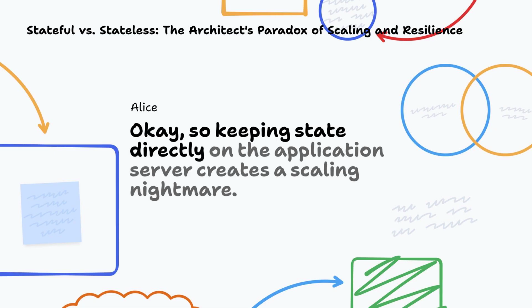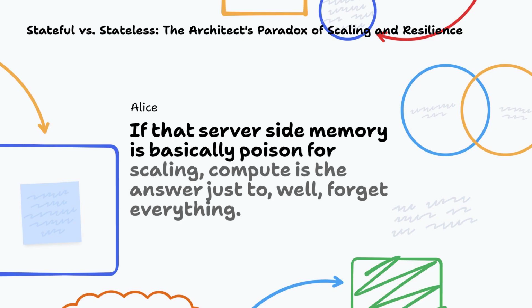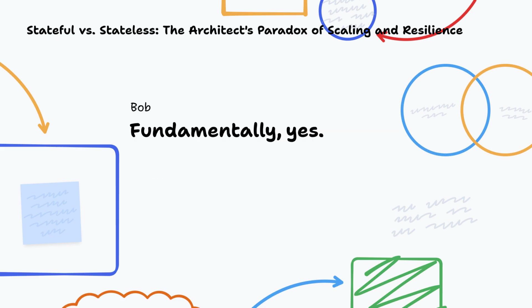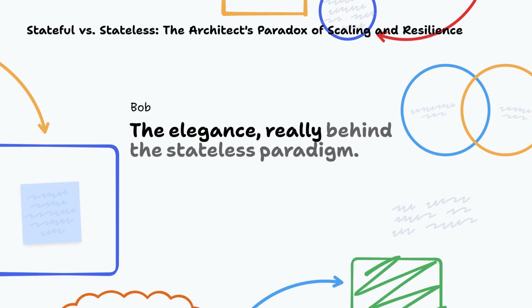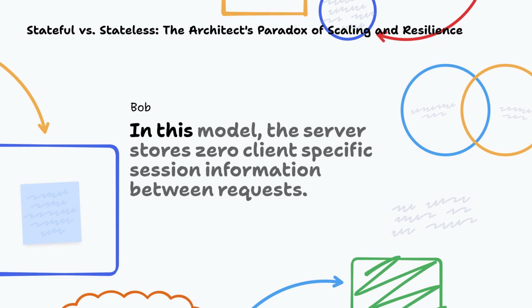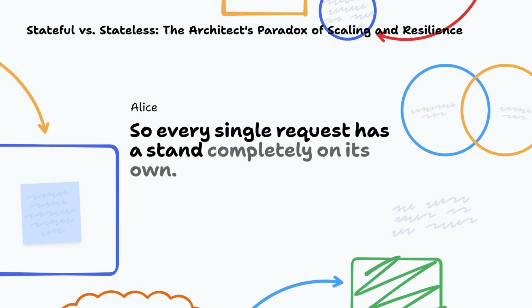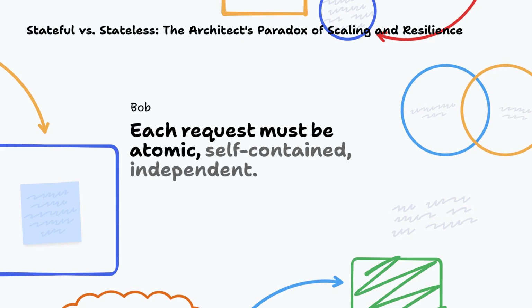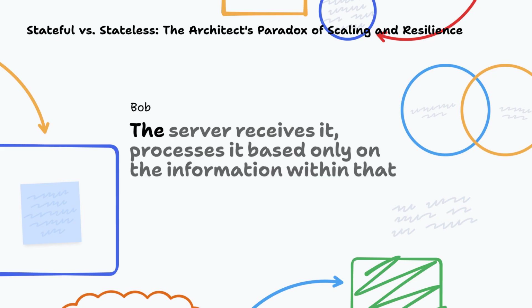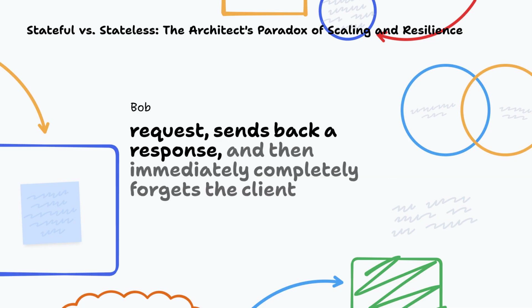Okay, so keeping state directly on the application server creates a scaling nightmare. If that server-side memory is basically poison for scaling compute, is the answer just to, well, forget everything? Fundamentally, yes. That's the core idea, the elegance, really, behind the stateless paradigm. In this model, the server stores zero client-specific session information between requests. None. So every single request has to stand completely on its own. Exactly. Each request must be atomic, self-contained, independent. The server receives it, processes it based only on the information within that request, sends back a response, and then immediately, completely forgets the client ever existed.